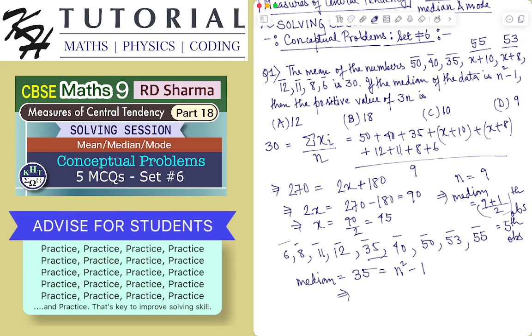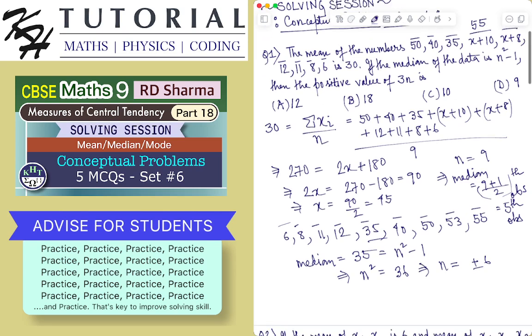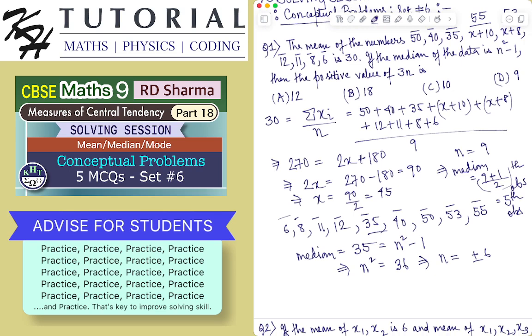So from the equation 35 is equal to n square minus 1, I get n squared is equal to 36. This implies that n is equal to plus or minus 6. The possible values of n are plus and minus 6, but the problem has asked for the positive value of 3n. So we have to consider the positive value of n, which is 6. So 3n will be equal to 3 into 6, which is 18. So the correct choice is B. B is the correct choice.